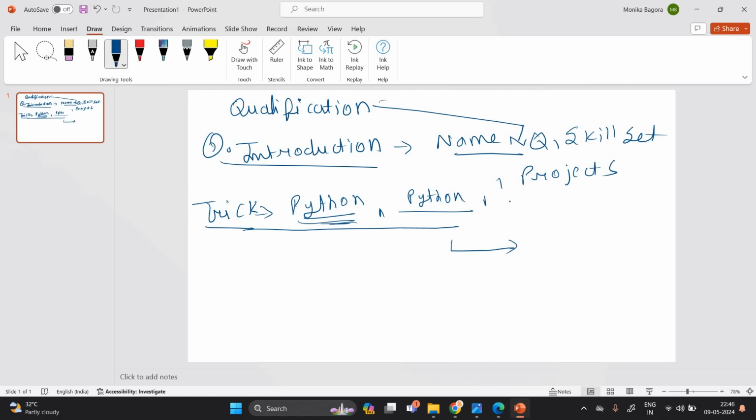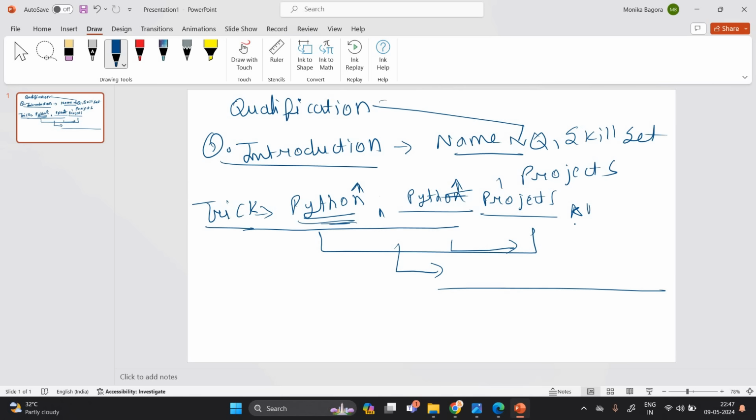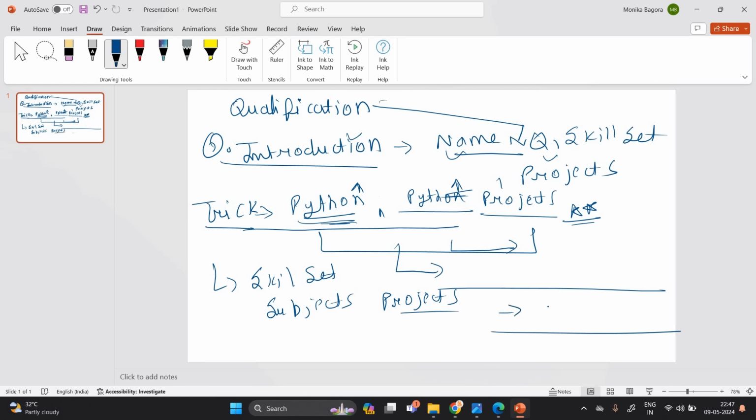Why am I mentioning this? Just understand this concept. Suppose you are proficient in the Python programming language or Python projects, so the interviewer will move forward to this skill set. Because if you only mention your name and qualification, and not the skill set or subjects or projects, then the second question will be in which programming language or subject you are proficient. At that time you have to mention that skill set. That's why I am mentioning that.